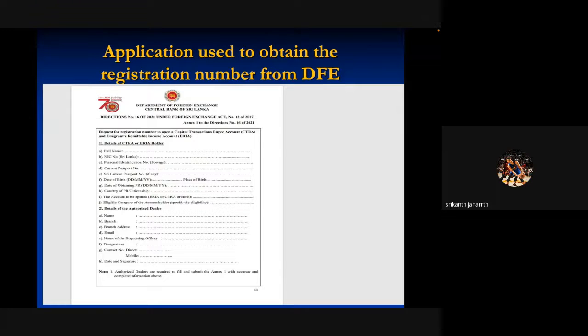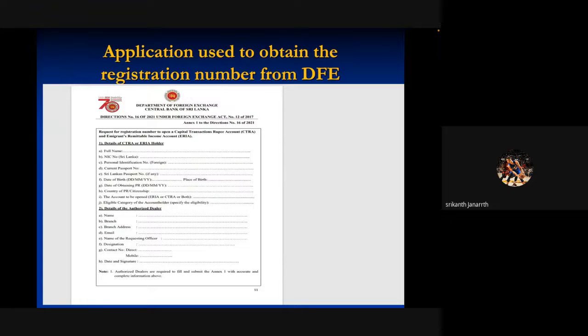So the central bank wants to know, once the registration number is given to the CTRA, what is the CTRA account number opened at that particular bank? Because that is the only account they are going to monitor. That person cannot open any more accounts with any bank under the CTRA category. If he wants to open an ERA, he has to go to the same bank to open the ERA, because the CTRA and ERA need to be opened in the same bank. So that is the reason.